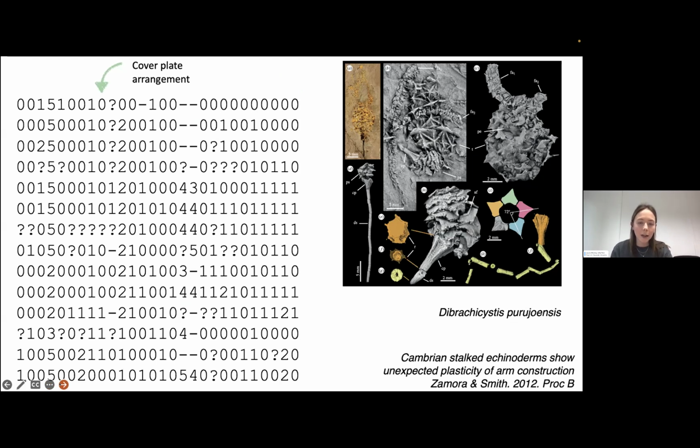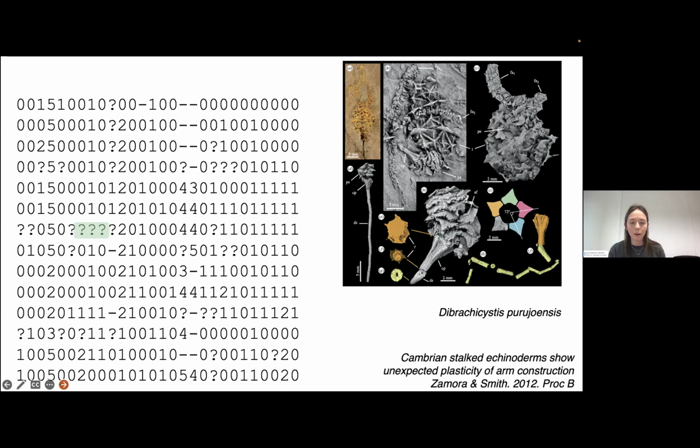And also we have all these special characters in our morphological matrices. So we have lines like these, and these denote characters that are non-applicable. Essentially, one character trait says the presence or absence of a certain trait. Another trait might then describe that trait in more detail, something about its ornamentation, for example. Whereas if a certain taxon doesn't have that trait at all, then when you go to describe it, it's non-applicable.